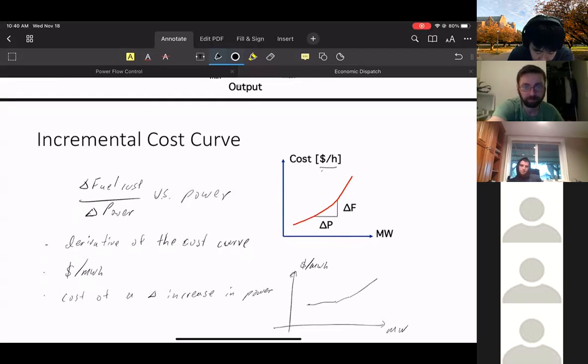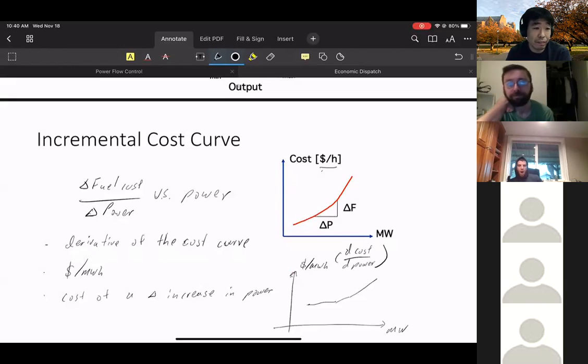So this is the derivative of the cost against the power. And this is very often more intuitive for how we think. Say you're buying a computer. What you get is a unit price, $1,000 for this computer. Nobody tells you it takes a total cost of $100 million to give you this special computer. That's not how we think when we buy stuff. You think about dollars per unit of what you're buying.